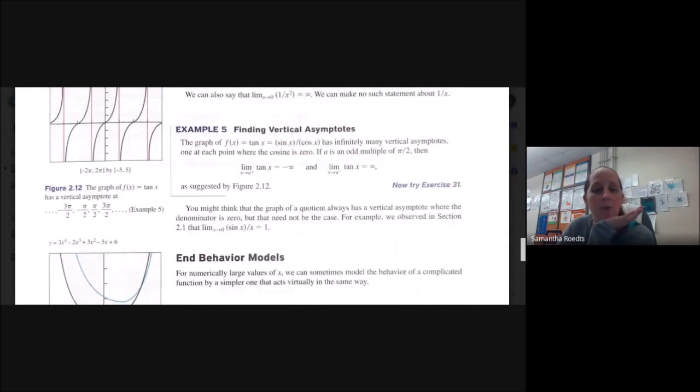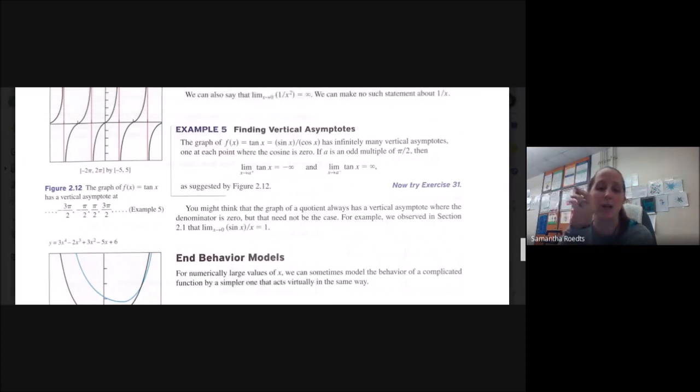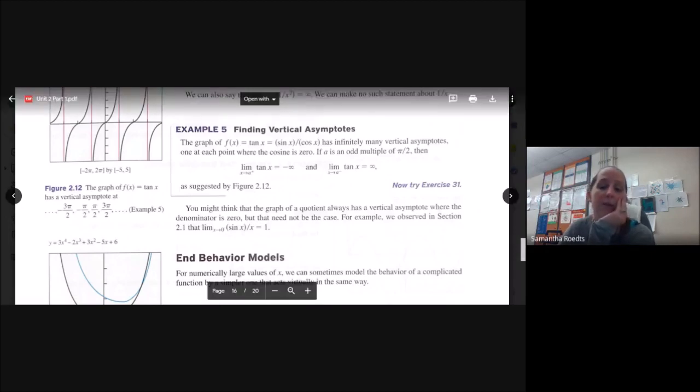So you might think that the graph of a quotient always has a vertical asymptote where the denominator is 0, but it's not always the case. So for example, we observed in section 2.1 that the limit of sine of x over x as x approaches 0 is actually 1. Okay. So there's not necessarily always a vertical asymptote. Usually there is, but not always.